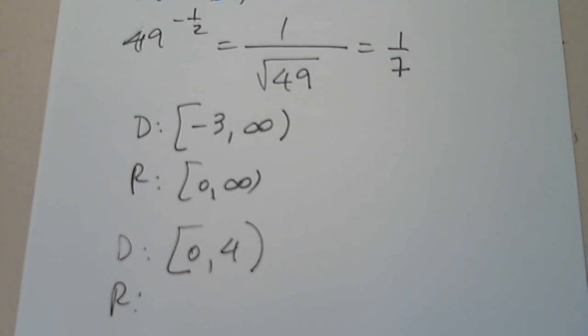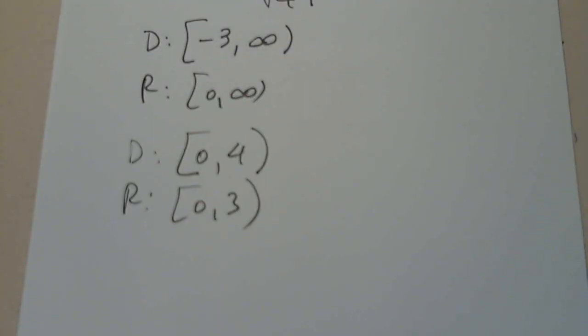Open means it does not include. It's an open point. So 4 is not included because this is an open point. And the range is 0 to 3 in the same way. 0 to 3, open at 3 because the point is not included. It's an open point.